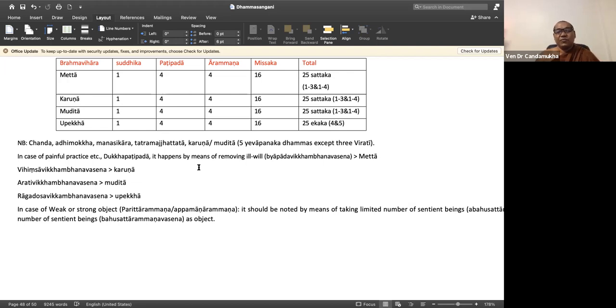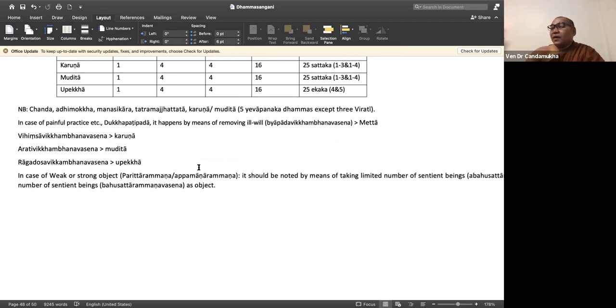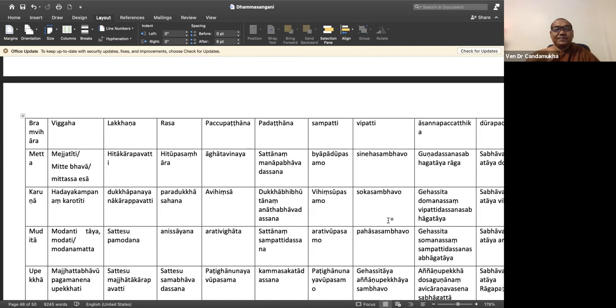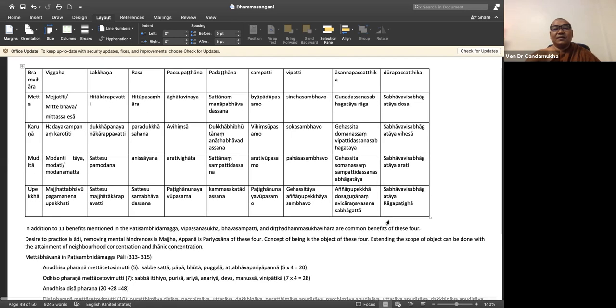The remaining is as before, as previously we studied in the Kasina case also. Then the commentator, without explaining how to develop Metta, Karuna, Mudita, Upekkha, goes to the characteristic, function, manifestation, and so on. Regarding this, I'm trying to put these things on the table.